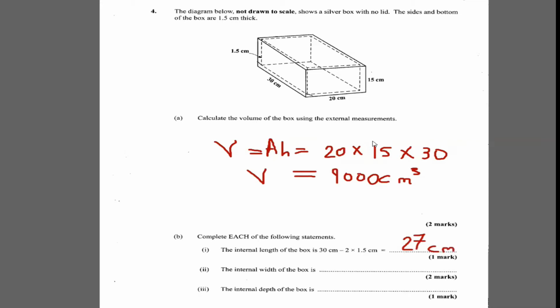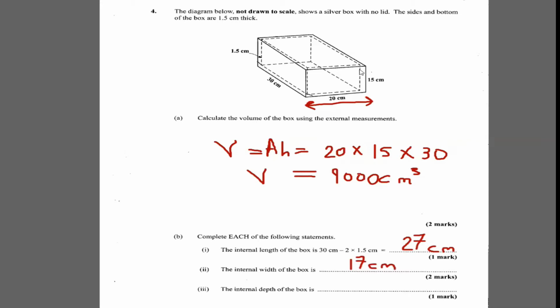Then you want the internal width. This is width, this 20 centimeters. That's width. All right. How wide the box is. And so the width is going to be 20 minus 2 times 1.5, which is 3. So 20 minus 3 is 17 centimeters. That's the width.